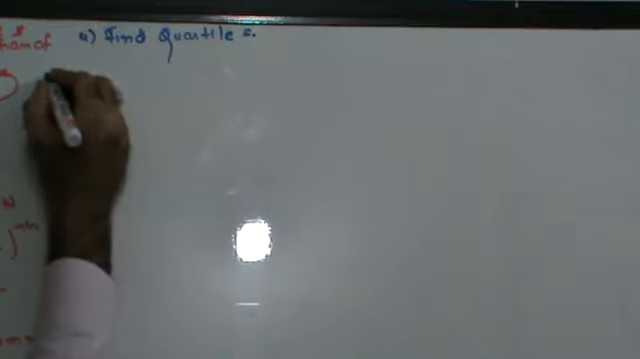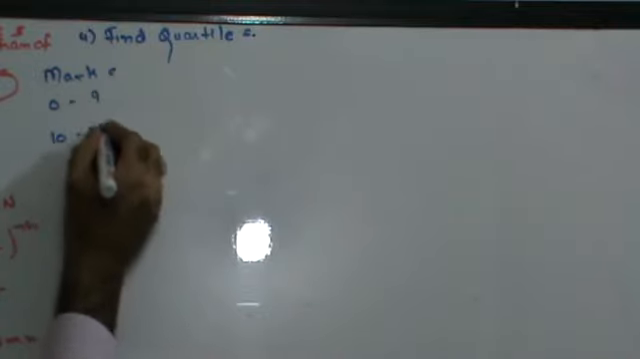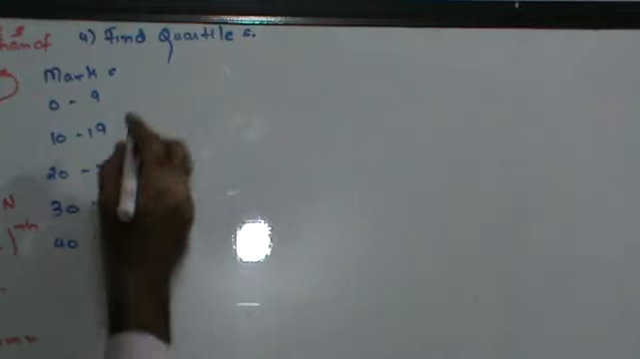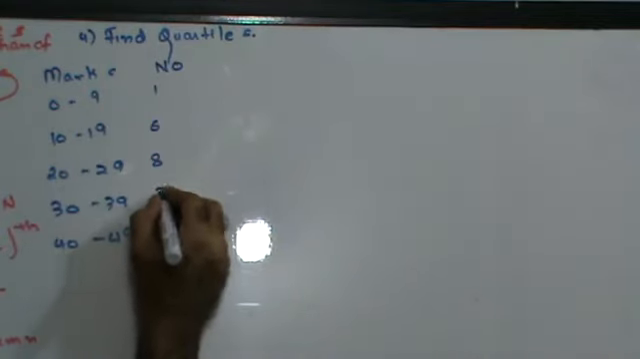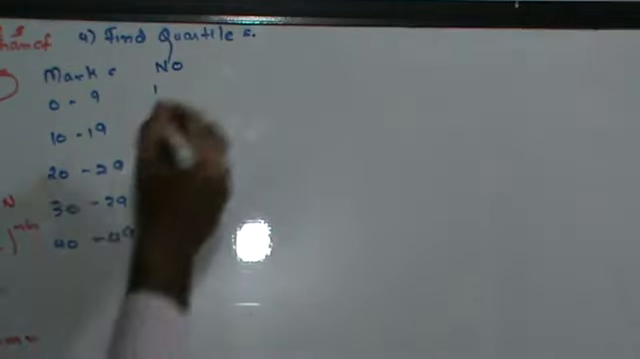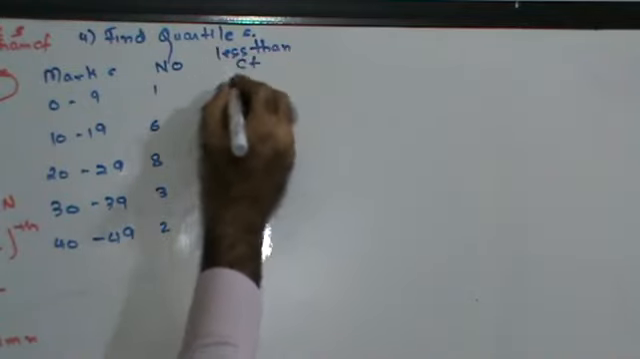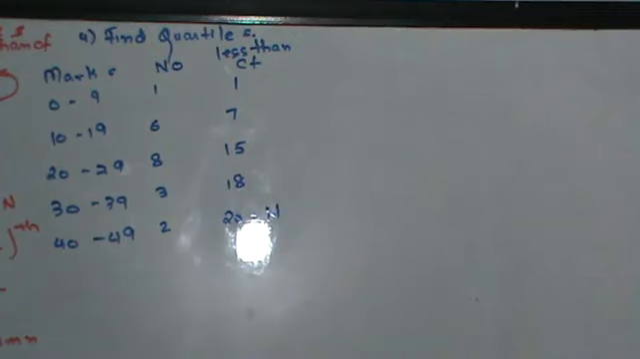Let's see this. Marks 0 to 9, 10 to 19, 20 to 29, 30 to 39, 40 to 49. Number of students 1, 6, 8, 3, 2. Same thing that we did in the previous sum. First thing that you have to do is find out less than CF: 1, 7, 15, 18, 20. The last number in the CF column is called N. Now it's very similar to the previous sum.